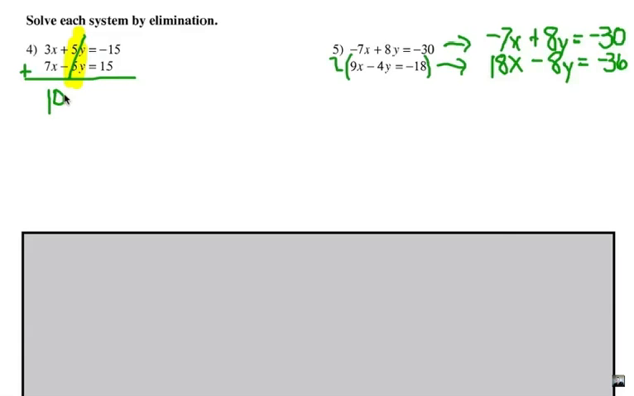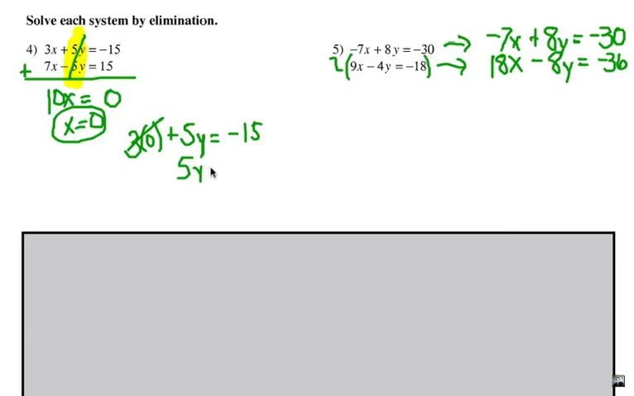I'm going to get 10x equals 0, so x must also be 0. That's my first answer. Let's substitute it into the top equation there. Instead of 3x, it's going to be 3 times 0 plus 5y equals negative 15. Well, 3 times 0 is 0, of course, right? And so 5y equals negative 15, and y must be a negative 3. All right, 0 and negative 3 for that elimination.